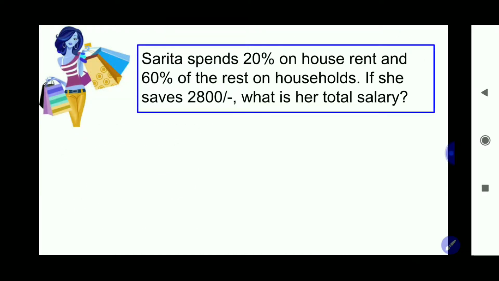One more question. Sarita spends 20% on house rent and 60% of the rest. Observe carefully. 60% of the rest on household. If she saves 2,800 rupees, what is her total salary?